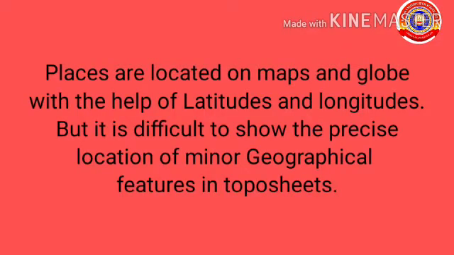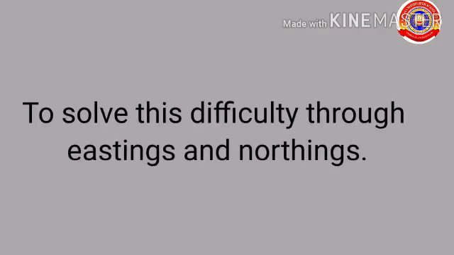Places are located on maps and globe with the help of latitudes and longitudes. But it is difficult to show the precise location of minor geographical features in topo sheets. To solve this difficulty, we use eastings and northings. Do you know what is eastings and northings?